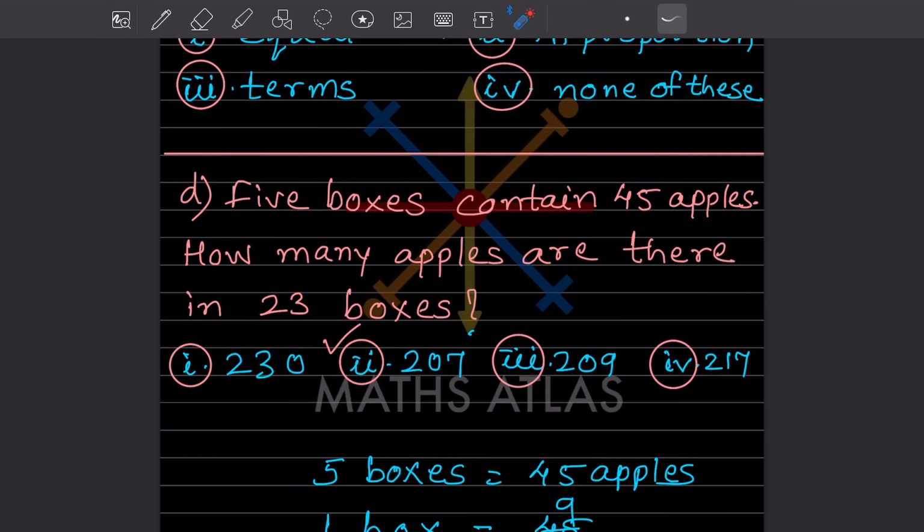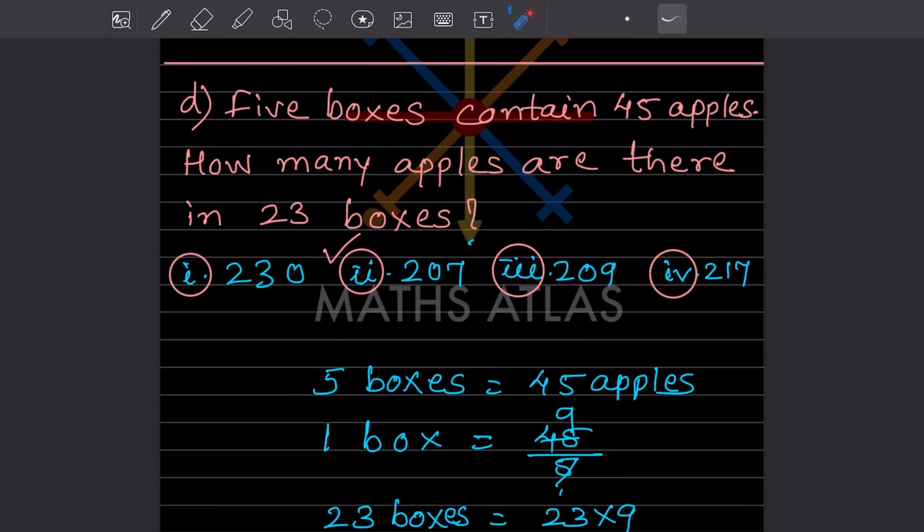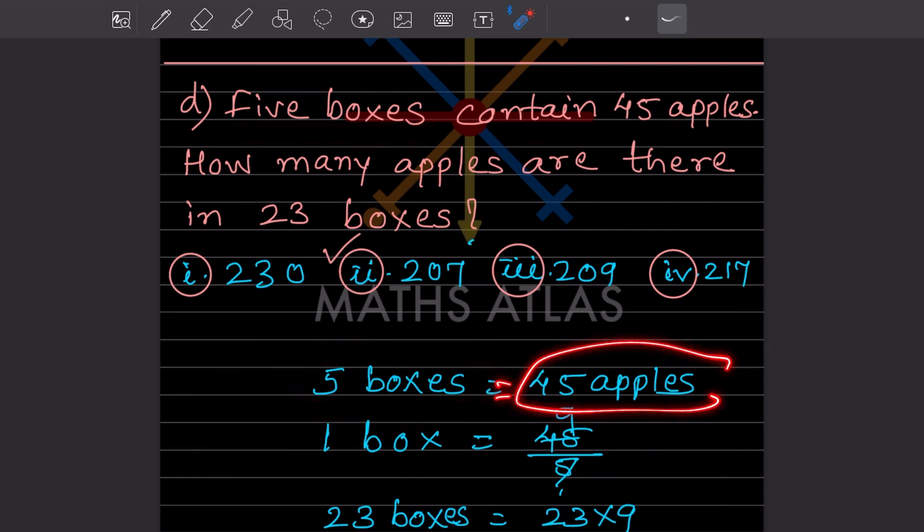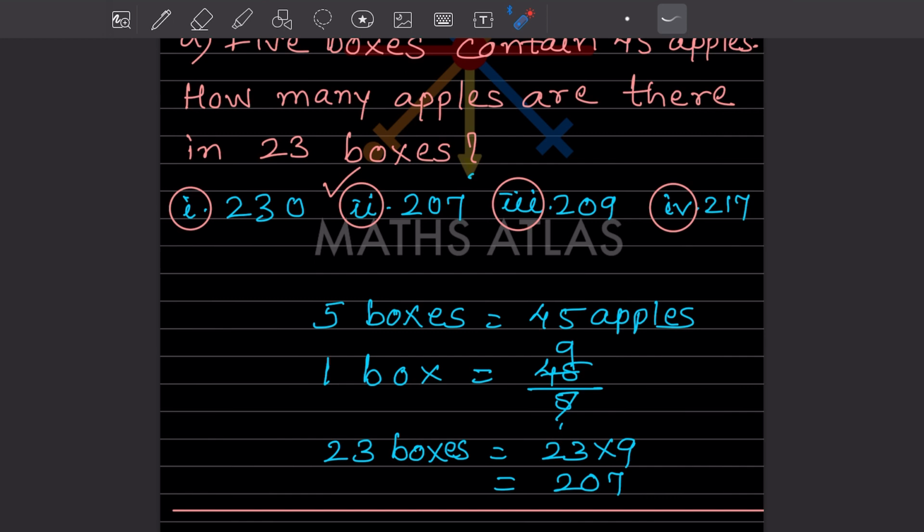Now the next one says that 5 boxes contain 45 apples. How many apples are there in 23 boxes? So now see here, 5 boxes are here. So 5 boxes I wrote here. Contain 45 apples means is equal to 45 apples. And instead of finding directly for 23, first let us find for 1 box. So 1 box will be how much? 45 divided by 5 and that is going to be 9. So here now look at for 23 boxes.